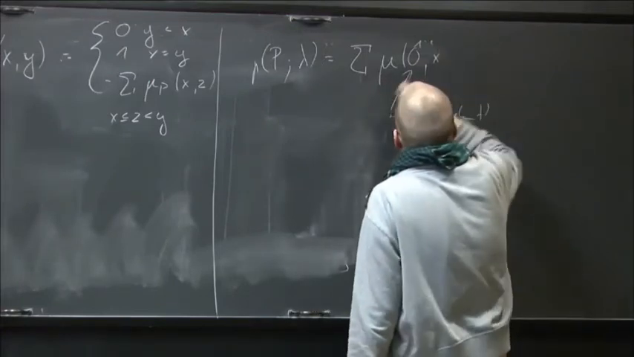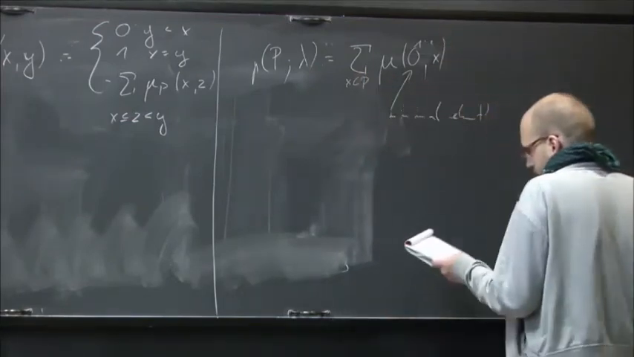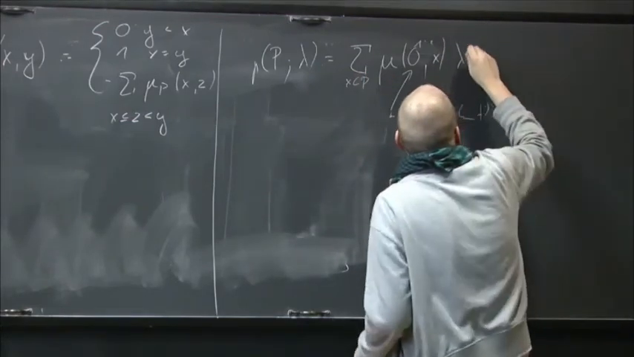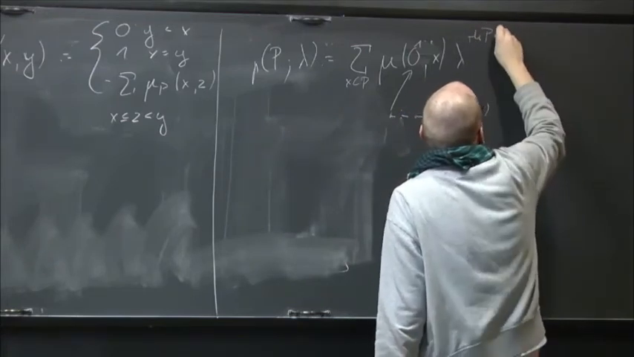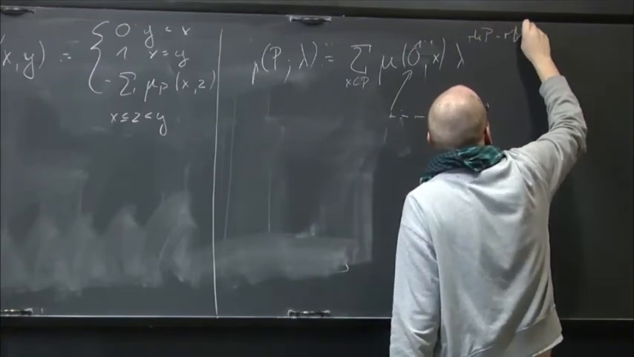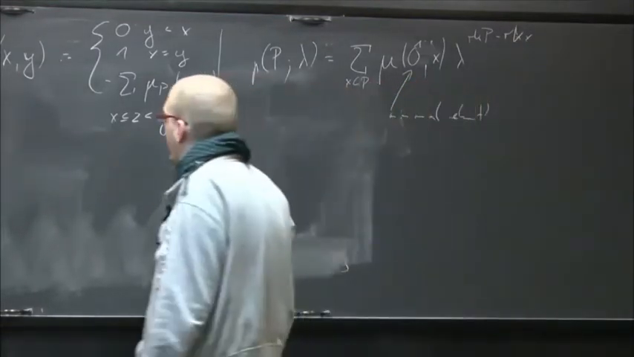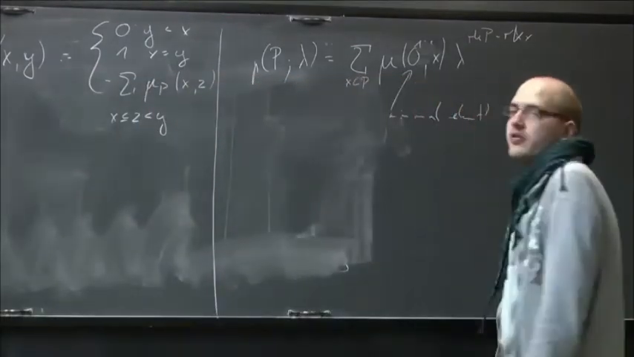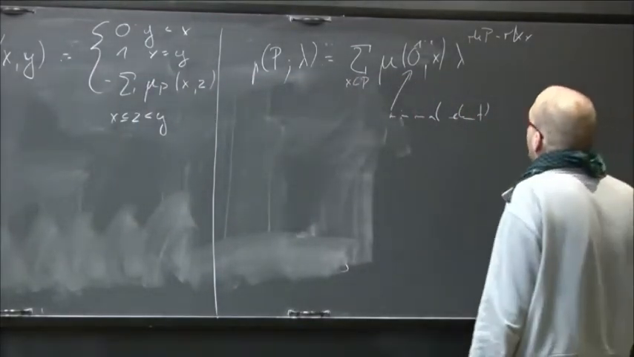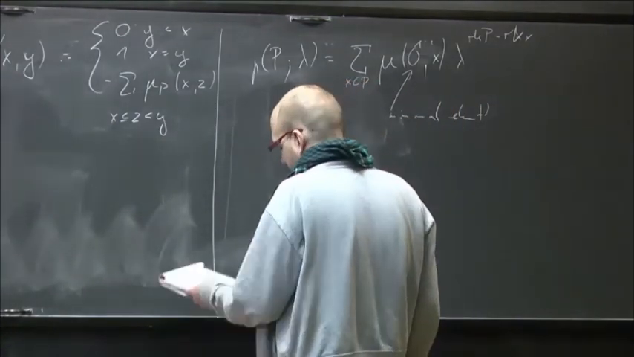And the element x, and I have to go over all x in my poset, and now I have to add a factor lambda to the rank of the poset minus the rank of x. Okay, so the rank of the poset is some number, usually you just take the maximum over the rank of all elements. And the rank of x varies with the element.